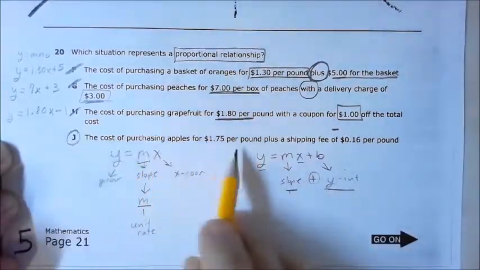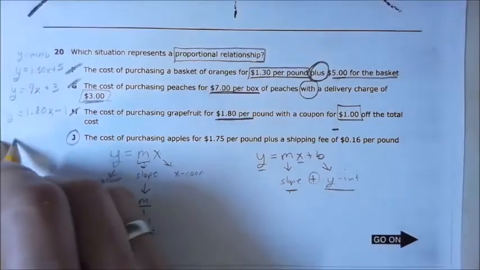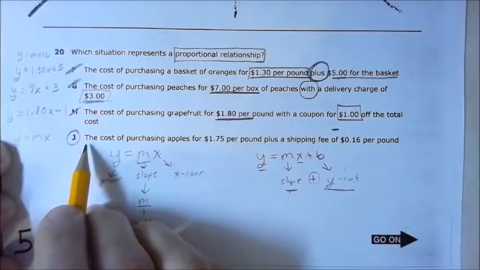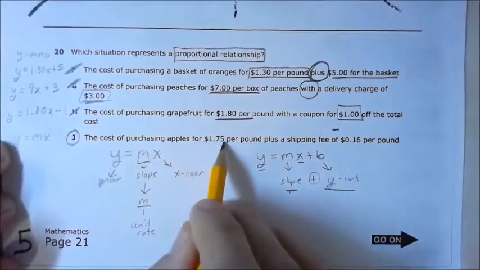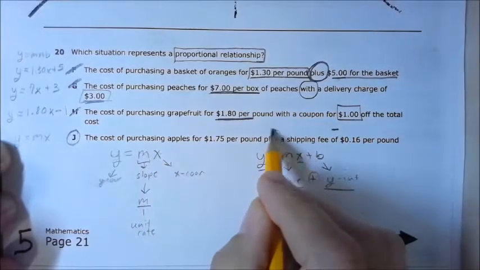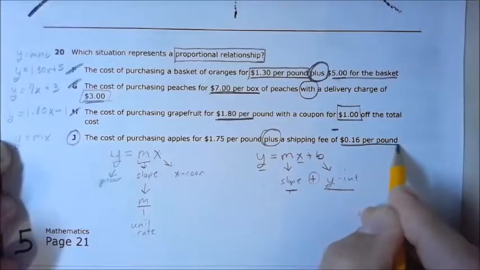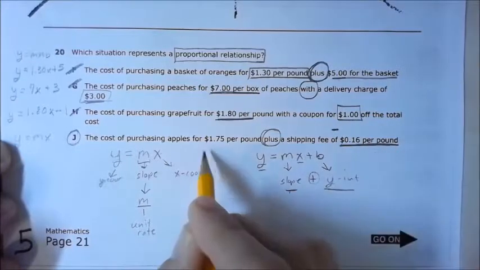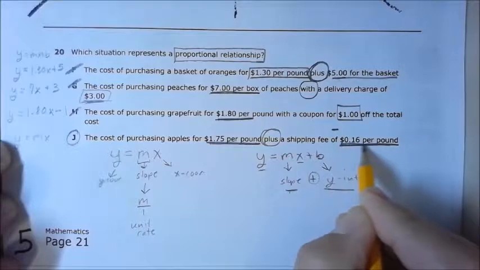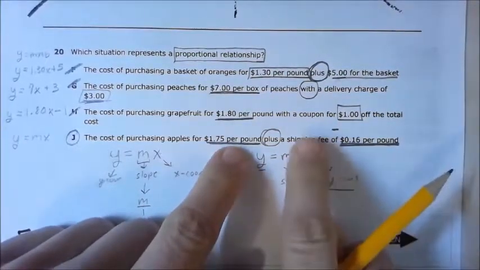But let's go ahead and use the same idea of y equals mx plus b, but we're going to use y equals mx. So this one should be y equals mx. If we do, the cost of purchasing apples for $1.75 per pound plus, so here's this plus thing, but look what it says, a shipping fee of 16 cents per pound. Well, we're charging $1.75 per pound, and then we're going to charge 16 cents per pound for the shipping. Those two components can be combined.